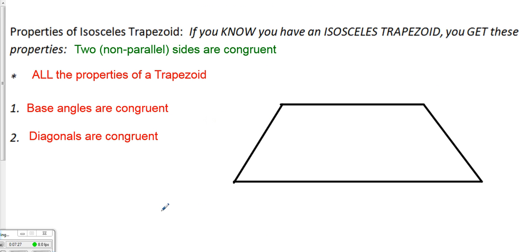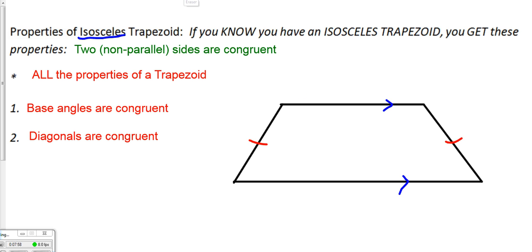Properties of an isosceles trapezoid. If you know that your figure is an isosceles trapezoid, you get these properties. Now, first off, the only distinction between a trapezoid and an isosceles trapezoid is that the two non-parallel sides are congruent. So because it's a trapezoid, we know that these are parallel. Because it's isosceles, we know that these are congruent. So that's the only distinction. So we're kind of pretending we already knew that information for sure.